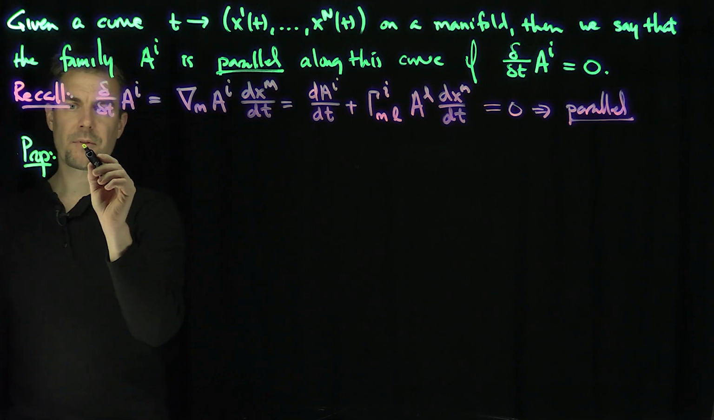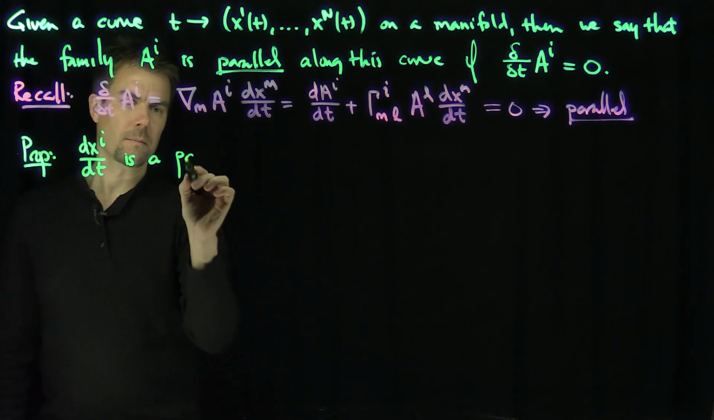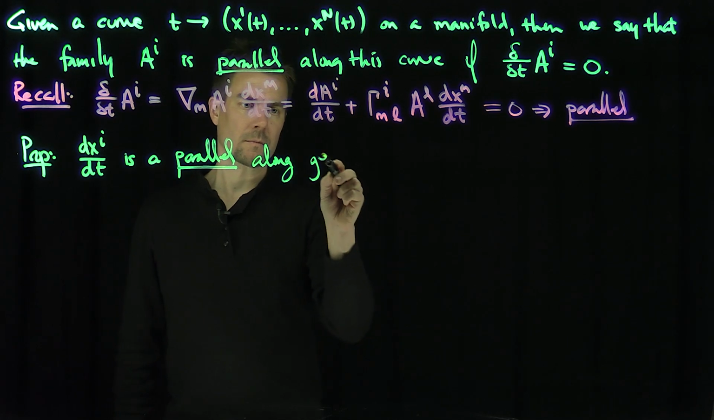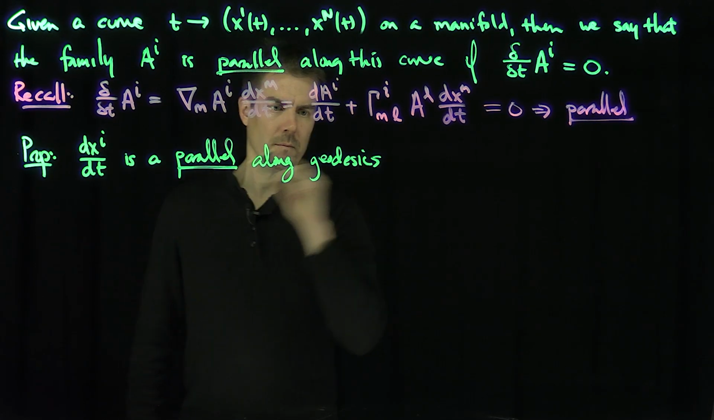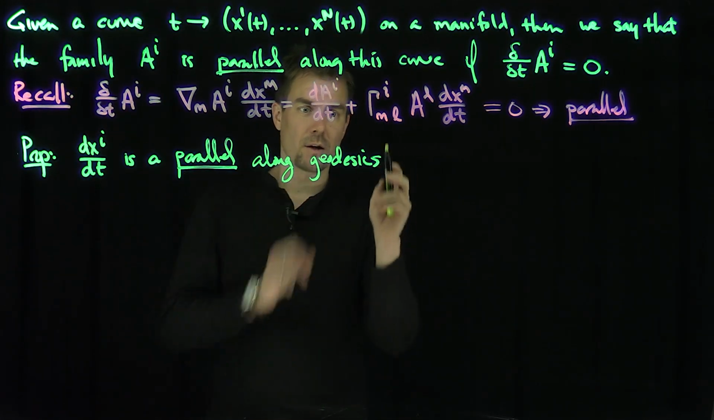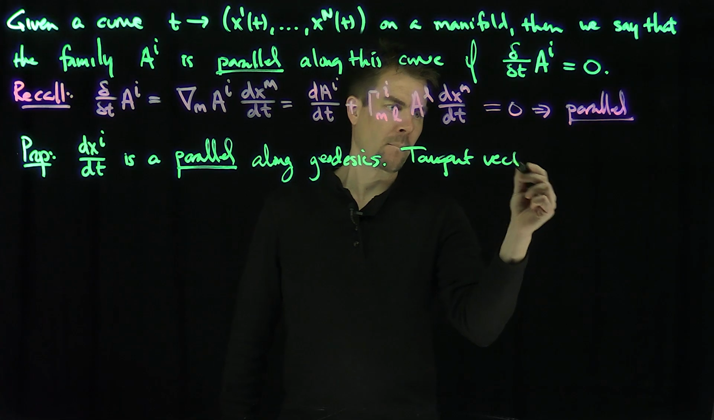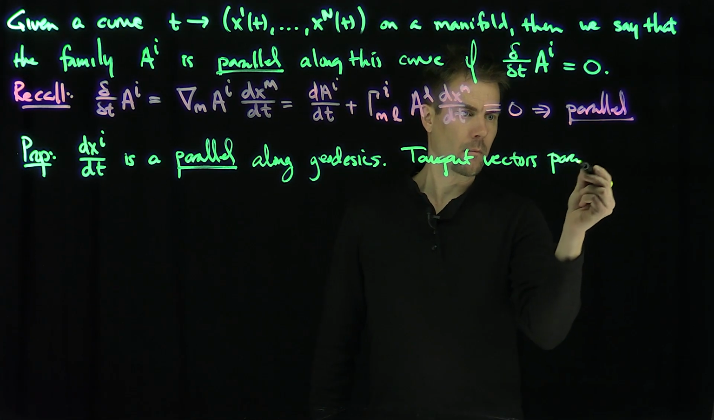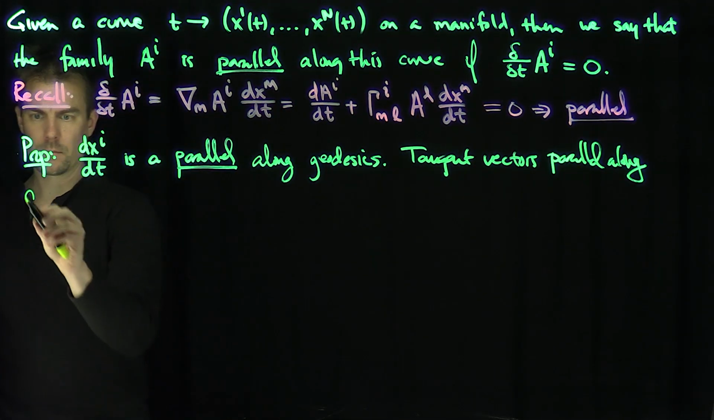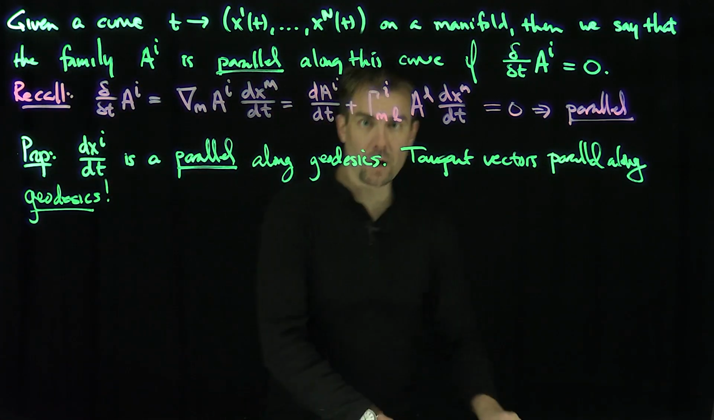We claim that this family, dx^i/dt, is parallel along geodesics of the curve. So if I have a curve and it's a geodesic, then the tangent vector is parallel along the geodesic. Tangent vectors are parallel along geodesics. Let's recall what the geodesic equations are.